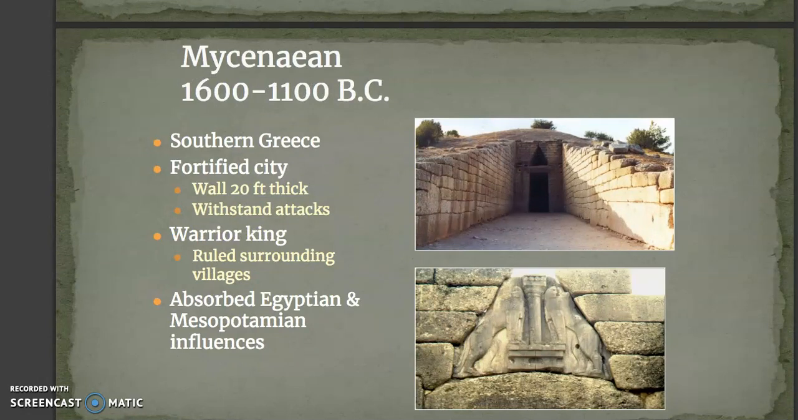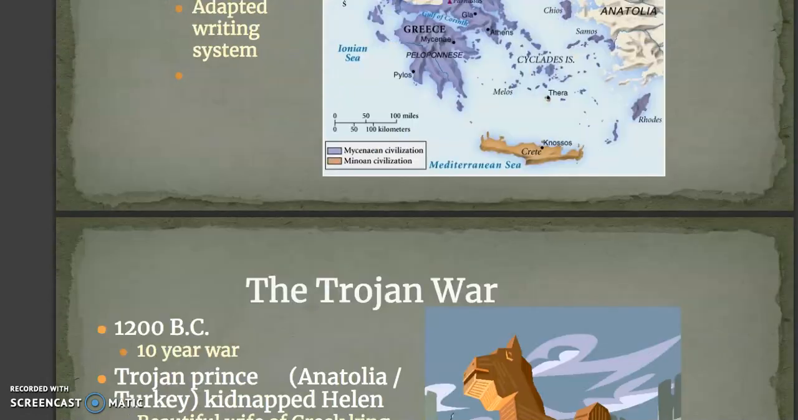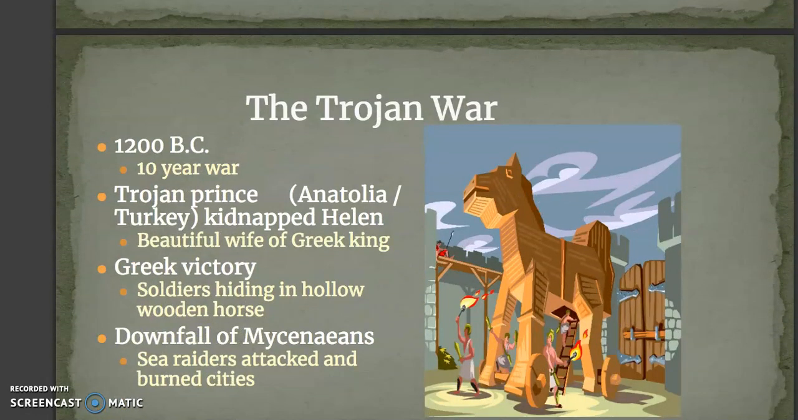The Mycenaeans in southern Greece. As they start to interact, they have contact, whether it's to trade or whether they're fighting. We're going to talk about Homer in a minute. Most have heard of the Trojan War, where we get the saying, beware of Greeks bearing gifts. Again, we'll talk about Homer in a minute.